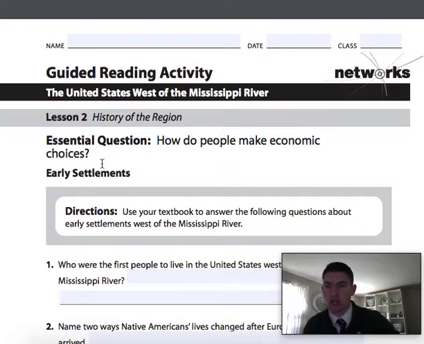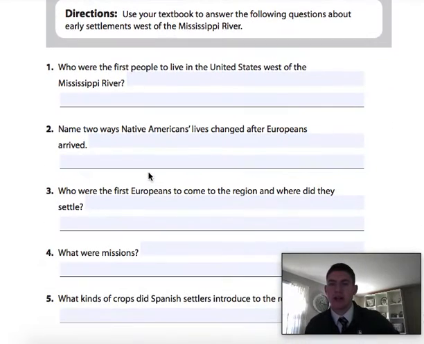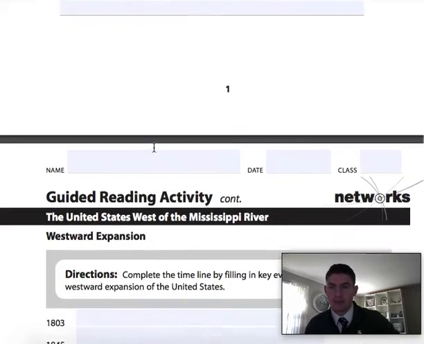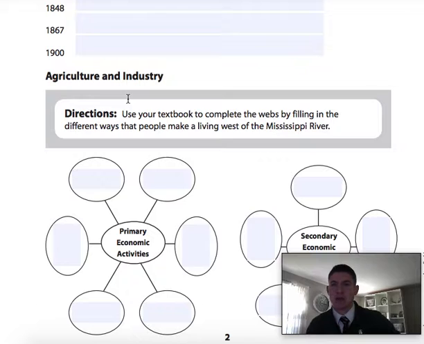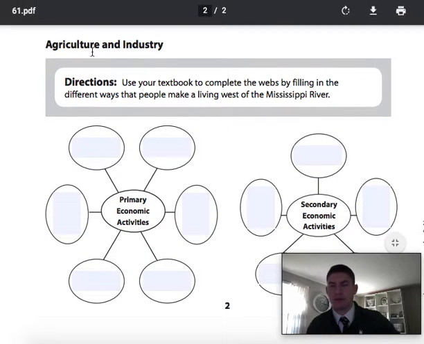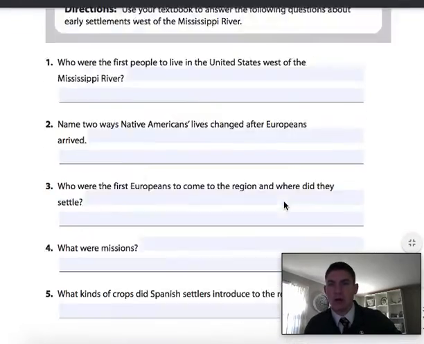In the very first section, it talks about the early settlements, in which we'll answer these 5 questions that go along with our reading. In the second section, you will highlight the timeline or fill in the information from each of the years, the significant events that occurred during the westward expansion of the United States. And then lastly, you're going to fill in this graphic organizer of the different types of agriculture and industry in terms of primary economic activities and secondary economic activities. We'll break down what those items are in our reading.